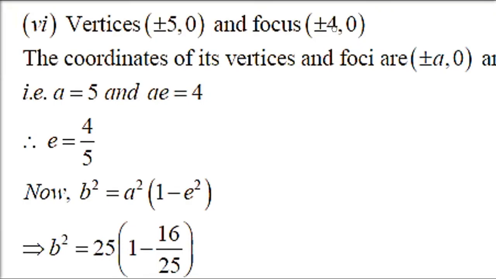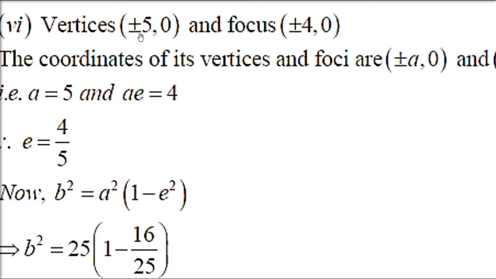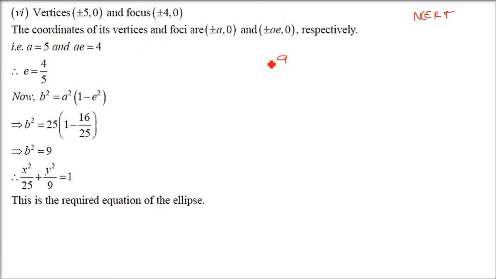Vertices are plus minus 5, 0, and foci are plus minus 4, 0. Now whenever the x coordinate has a value, it is clear that this is a horizontal ellipse. This is a horizontal ellipse.